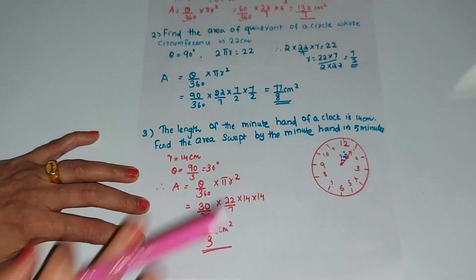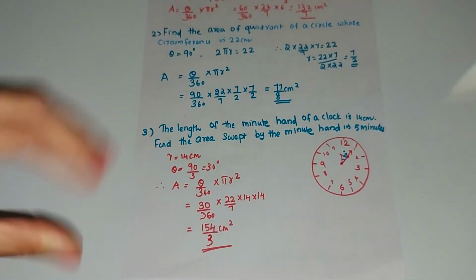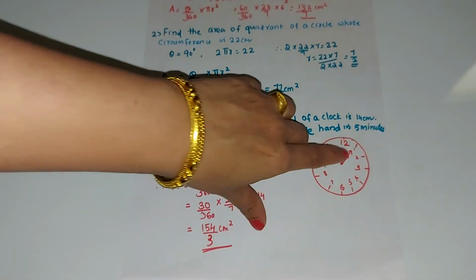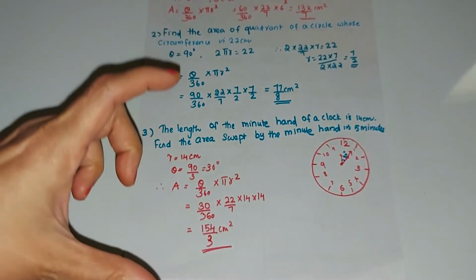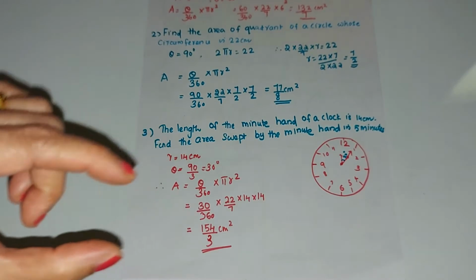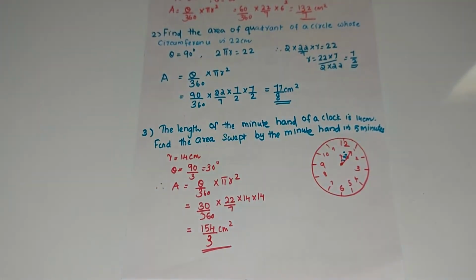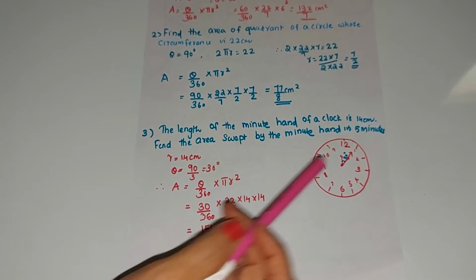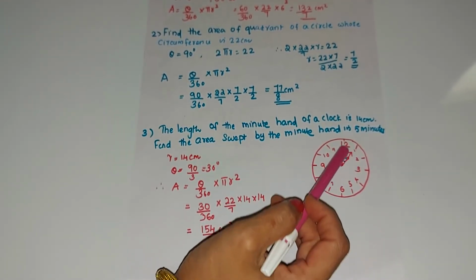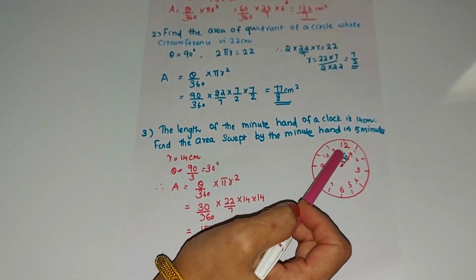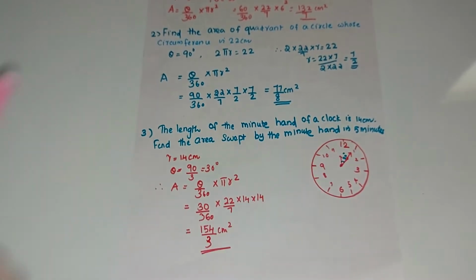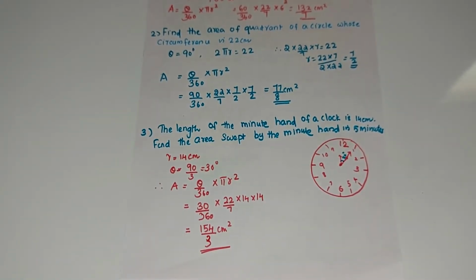For 5 minutes the angle is 30 degree. The angle between two numbers in a clock is 30 degree. So here, find the area swept by the minute hand in 5 minutes. This is the angle, and you take this as a sector and find the area of that sector.